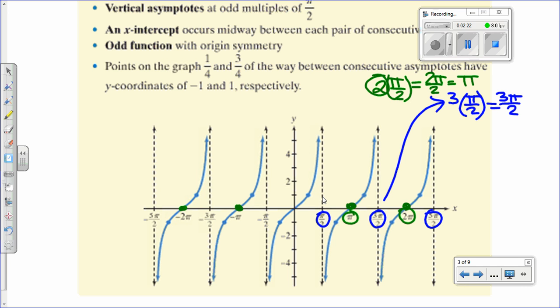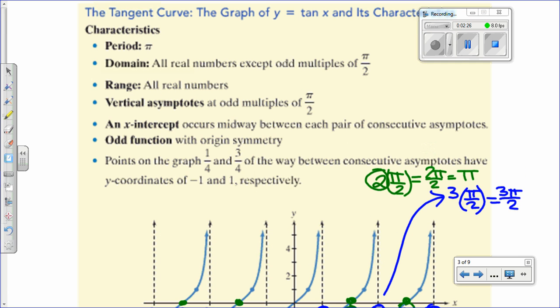Okay. So let's go back to what's written here. Do you guys remember what the period was for sine and cosine? 2 pi. Very good. So for tangent and cotangent, it will be pi. What was the domain of sine and cosine? All real numbers. For tangent, it will be almost all real numbers, but we're going to exclude where those asymptotes happen, which will be odd multiples of pi over 2. So all real numbers except odd multiples of pi over 2, and that's what we have here as asymptotes. The range happens to be all real numbers.